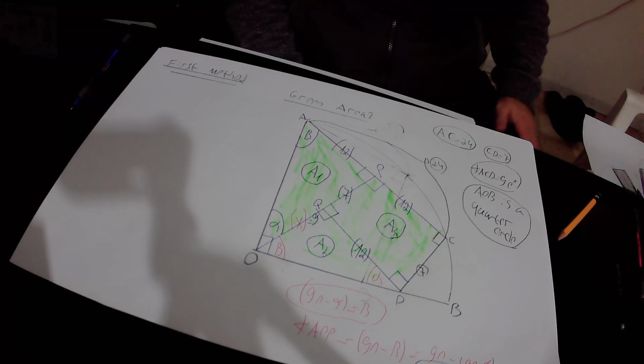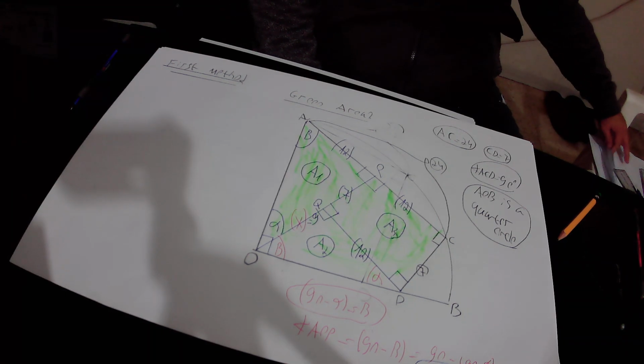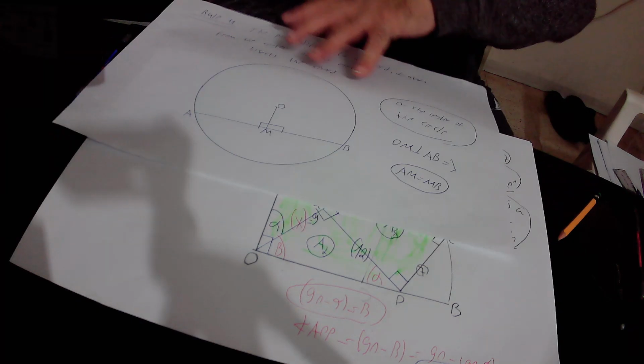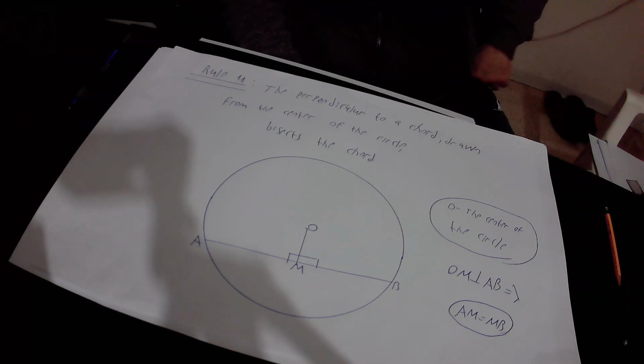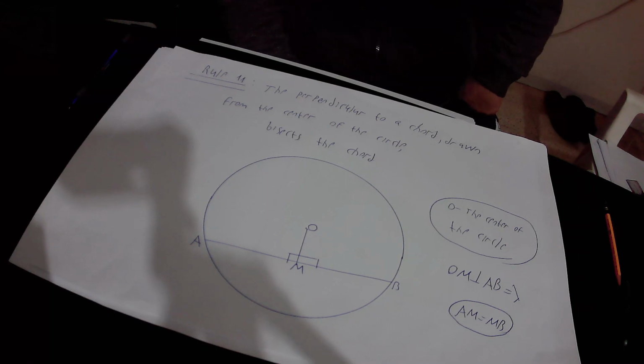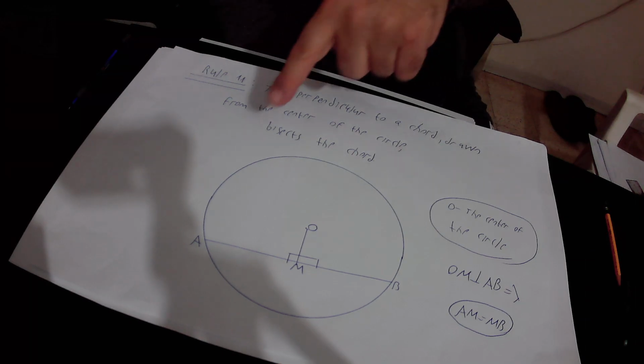Here we have rule number 11. According to rule number 11, the perpendicular to a chord drawn from the center of the circle bisects the chord. Point O is the center of the circle.